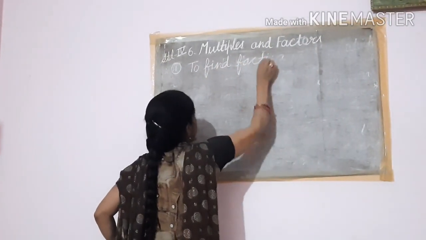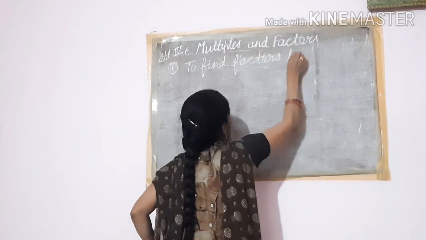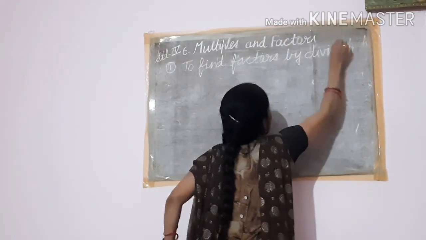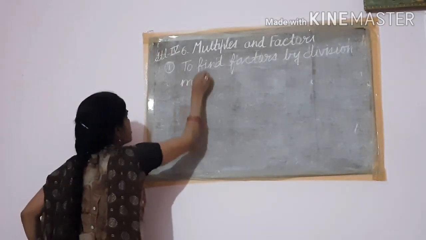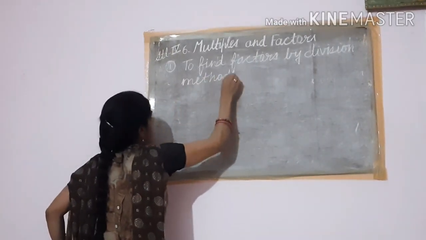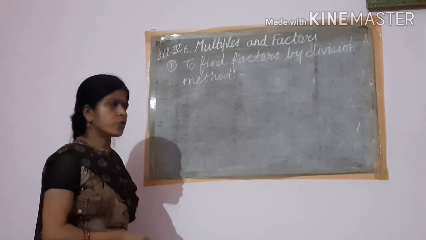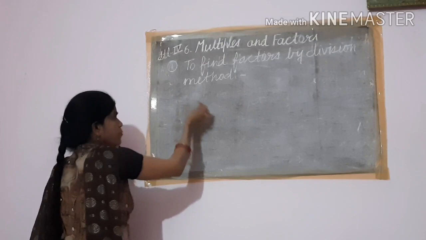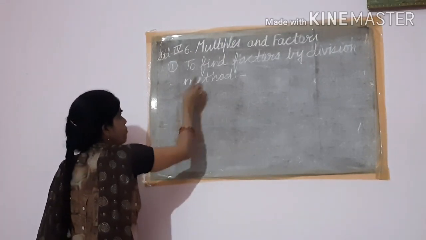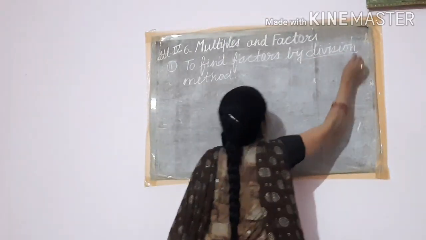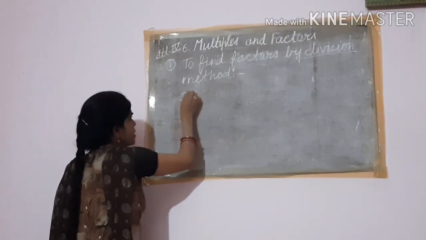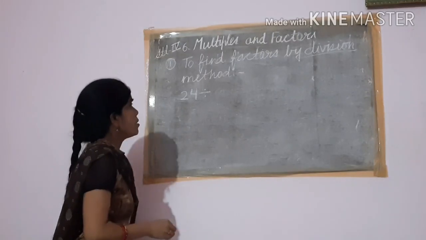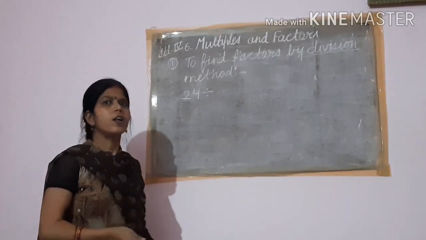To find factors by the division method, here I am taking one example. Suppose you have to find the factors of number 24. Let us find out. So which method is given? Division method. So first you write here that you divide 24 and you try to divide it by all the numbers.